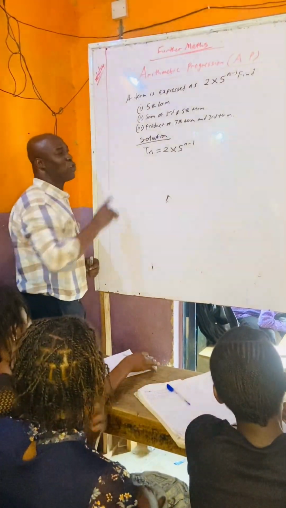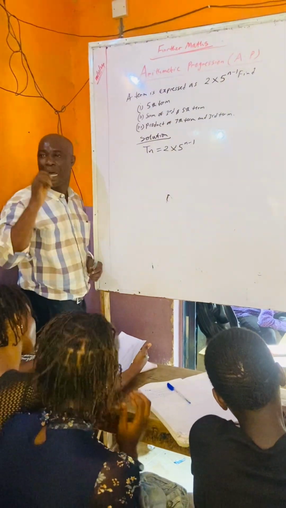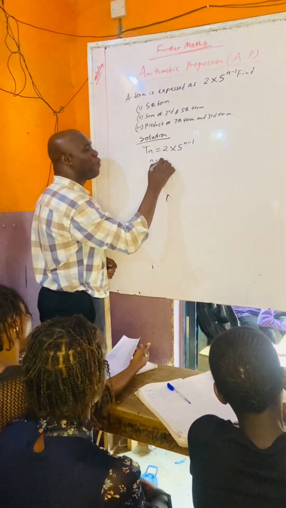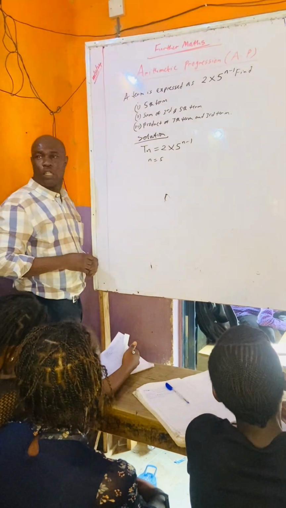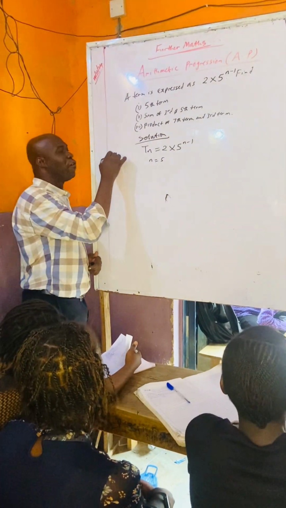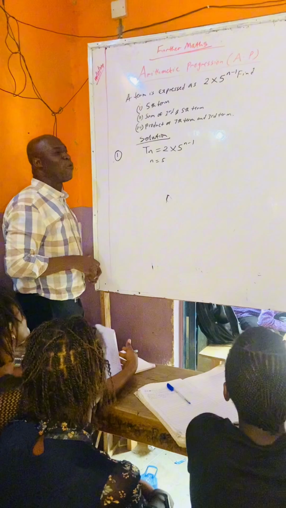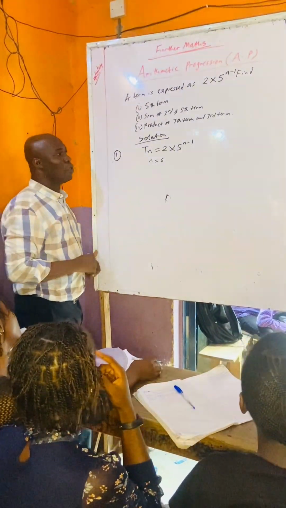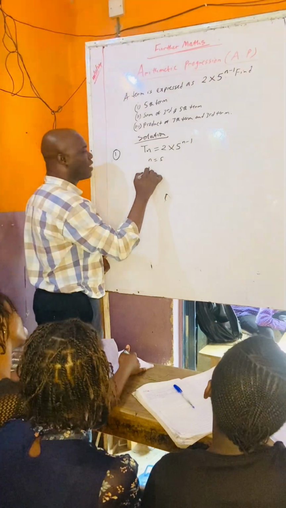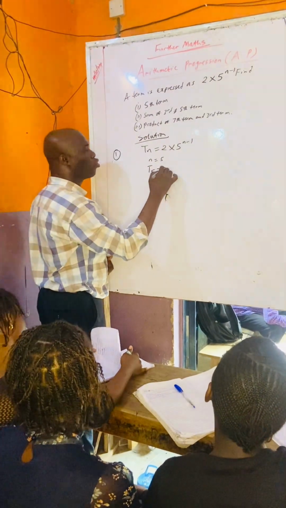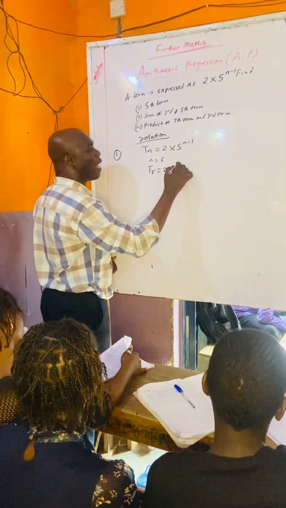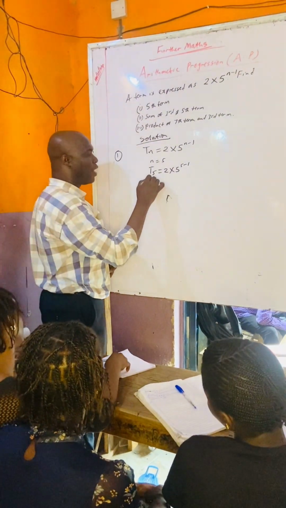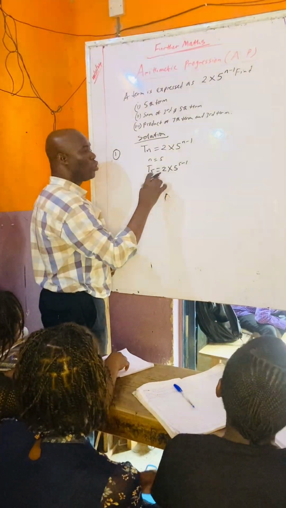And the first one, they said you find the fifth term. What that means is that your number of term is going to be 5. Meaning that whenever you see n, you put 5 there. So here I'm going to have T5 equal to 2 times 5 raised to power 5 minus 1.